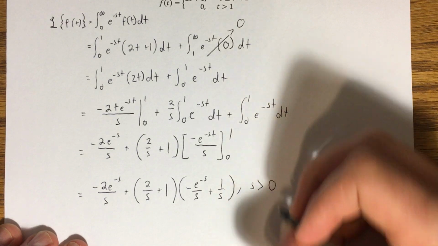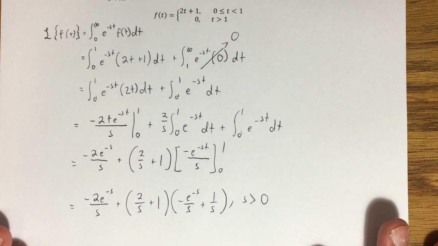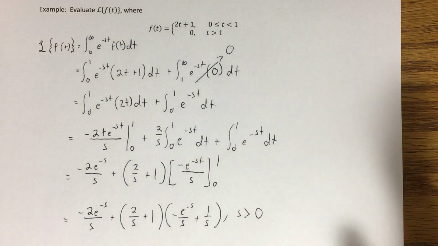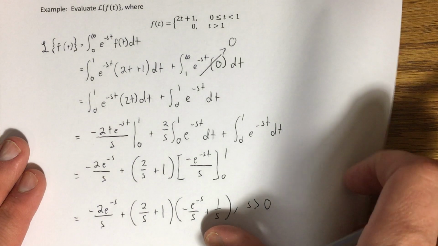And s here will be greater than 0. Remember, the choice of s being greater than 0 is important because we need to know that the integral existed in the first place. And there's always going to be some condition like that attached to our Laplace transform. Okay, moving on.